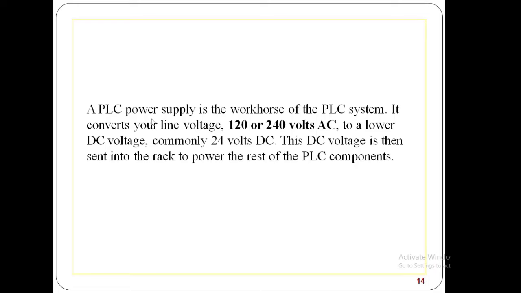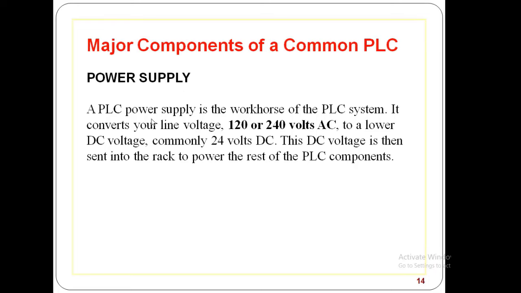PLC power supply converts your line voltage 120 to 240 volt AC to a lower DC voltage, commonly 24 volt DC. This DC voltage is then sent into the rack to power the rest of the PLC components. PLC components are operated with 24 volt DC. Therefore, when an AC power supply is connected to a PLC, it is converted into 24 volt DC and given to the terminals of the PLC at the input side and at the output side both.